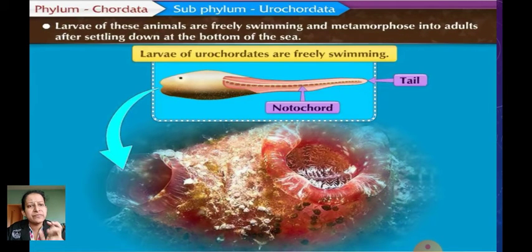Now this larva is freely swimming. That means it can swim in the water, but once it divides and redivides, and growth and development take place, that is metamorphosis into adults. Once they become adults, they go and settle down at the bottom of the sea. But when they are in the larval stage, they are mostly free living. That means they move in the water, freely swimming.